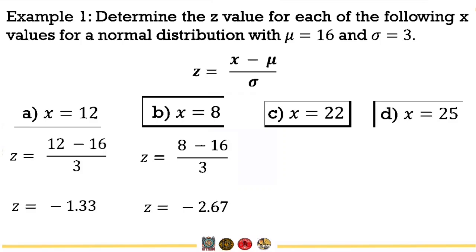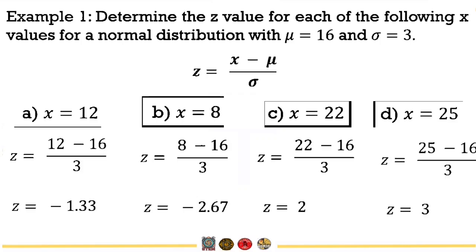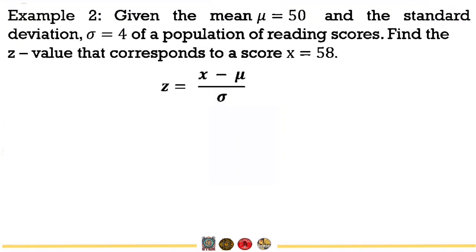So let's proceed to letter C. Letter C, x is equal to 22. Obviously, this is above the mean, so the z-value is positive, right? 22 minus 16 is 6, divided by 3. So it is exactly 2. Let's proceed. Letter D, x is equal to 25 minus 16. Okay, 9 divided by 3. So that is 3 standard deviations away from the mean. Do you understand? So let's proceed to our next example.